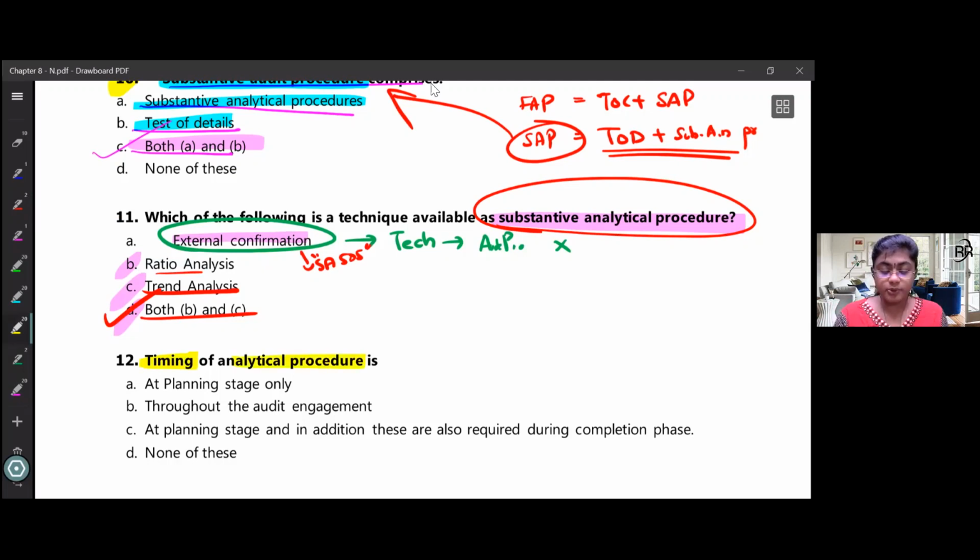Timing of analytical procedure is only in the planning stage. Options: throughout the audit engagement, planning stage, in addition completion, none. Actually, not only in planning, it's also there in performing as well as the completion. So here they say planning and completion only, performing they have not said. So both those are correct, but B seems to be more appropriate: planning, conducting, and completion, throughout the audit engagement.